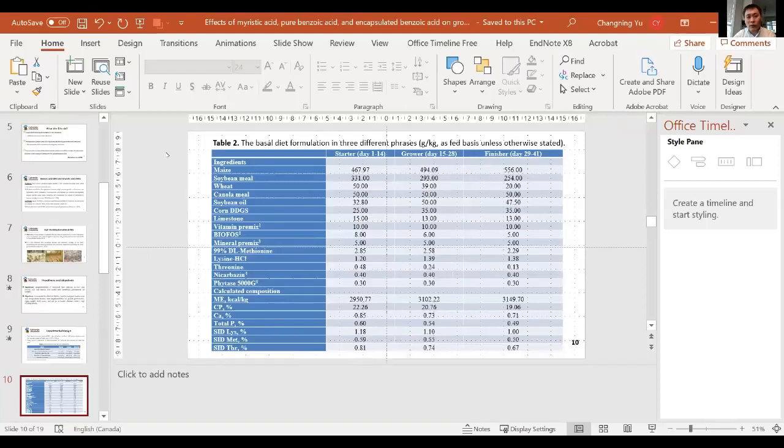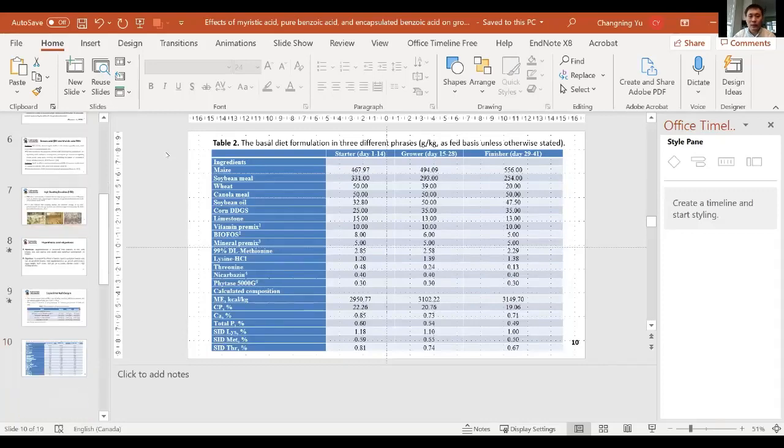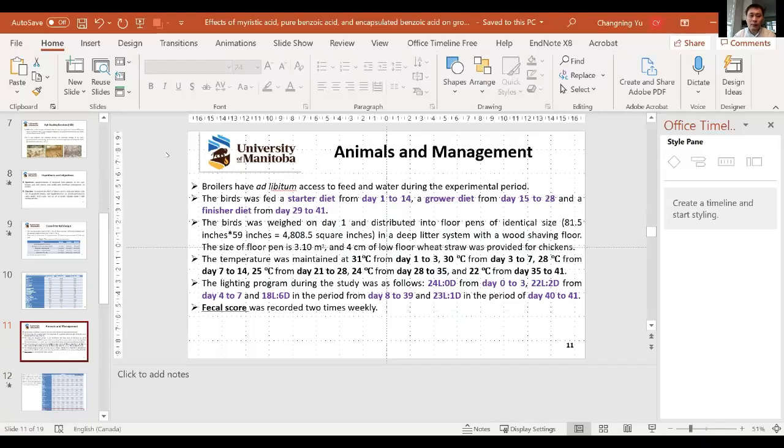Next is our basic diet. From day 1 to day 14, we use the starter diet, from day 15 to 28, we use the grower diet, and from day 29 to day 41, we use the finisher diet. Our broiler chickens are free to access mash feed and water during the experimental period. All the birds were weighed on day 1 and distributed in different pens according to their weight. The temperature and the light program were the same as the industry requirement.